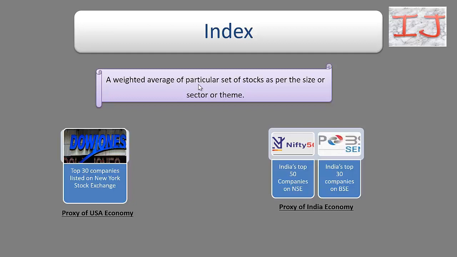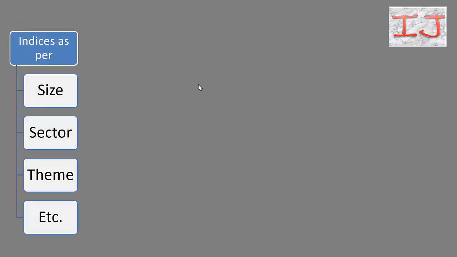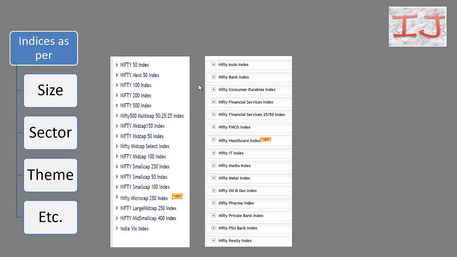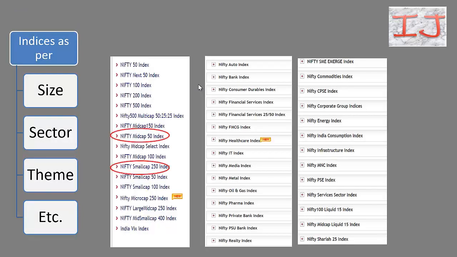So, we can say that an index like Nifty 50 and Sensex is a proxy for the whole economy of India. Similar to the Nifty 50 or Sensex, there are other indices that comprise companies working in a particular sector of the economy. For instance, there is the Bank Nifty Index which comprises the top banks of India. Further, there are market indices as per the size of companies like small cap, mid cap, etc. Here, we can see the list of important indices.